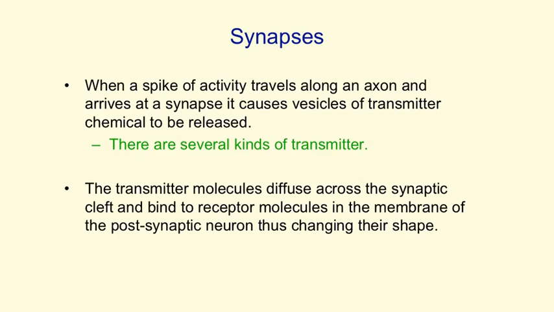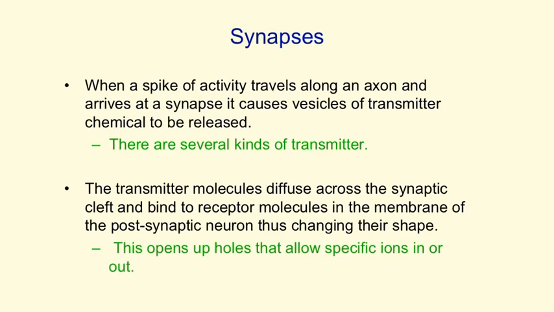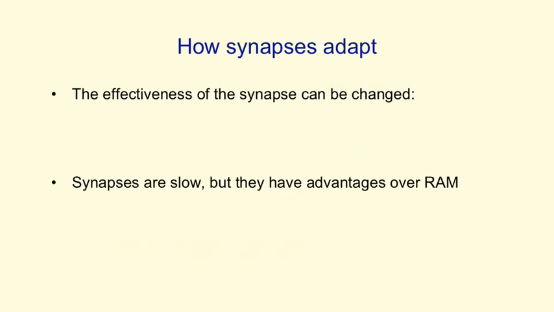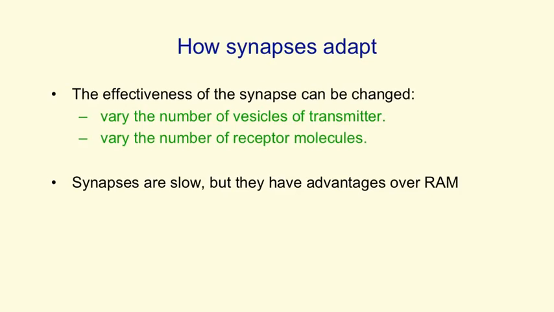By binding to these big molecules in the membrane, they change their shape. And that creates holes in the membrane. These holes allow specific ions to flow in or out of the postsynaptic neuron, and that changes its state of depolarization. Synapses adapt, and that's what most of learning is: changing the effectiveness of a synapse. They can adapt by varying the number of vesicles that get released when a spike arrives, or by varying the number of receptor molecules that are sensitive to the released transmitter molecules.